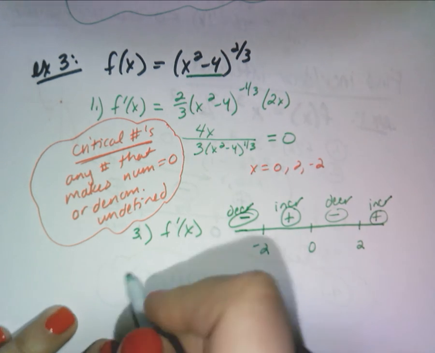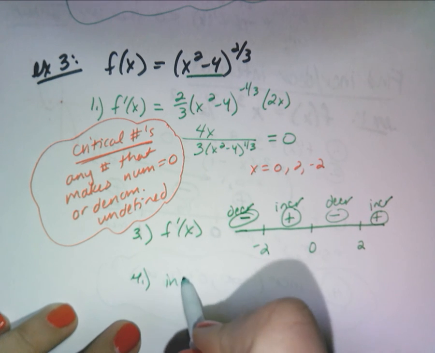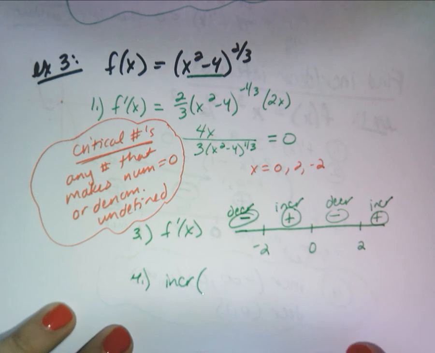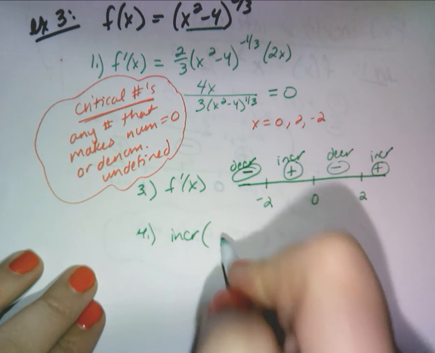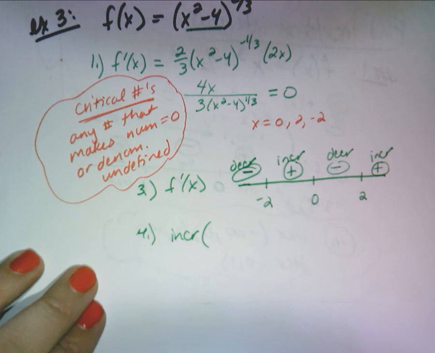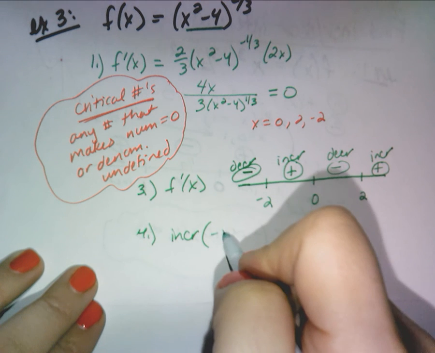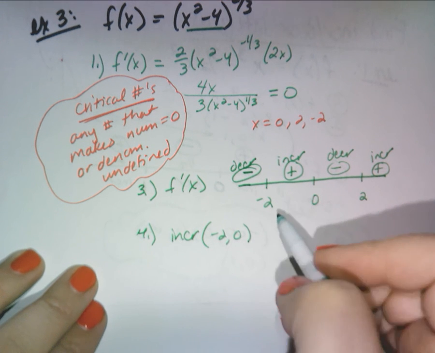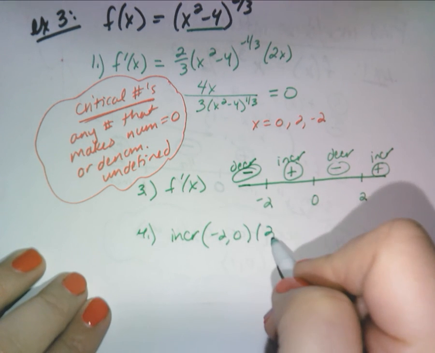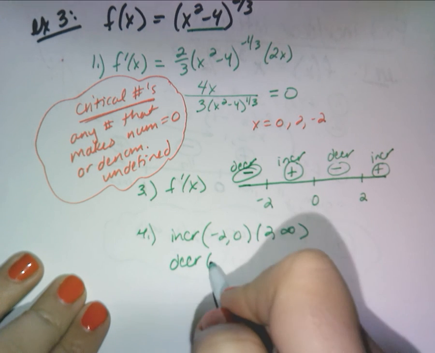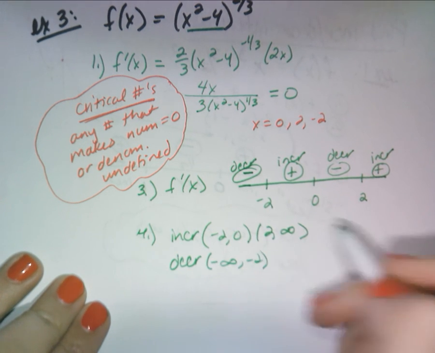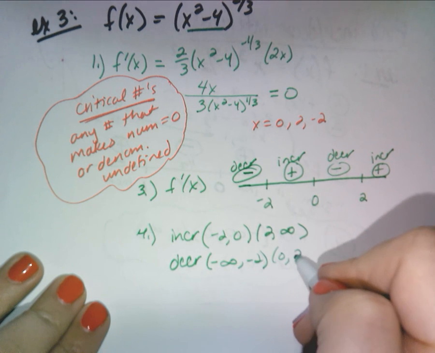So, answer the question. I'm increasing from where to where? Increasing from -2 to 0, thank you, Kyler, and from 2 to infinity. And then I'm decreasing from -infinity to -2 and 0 to 2.